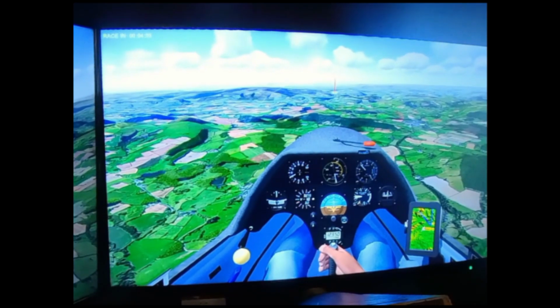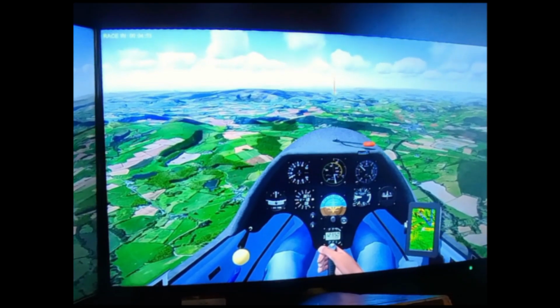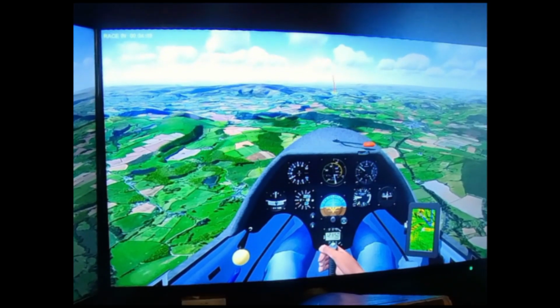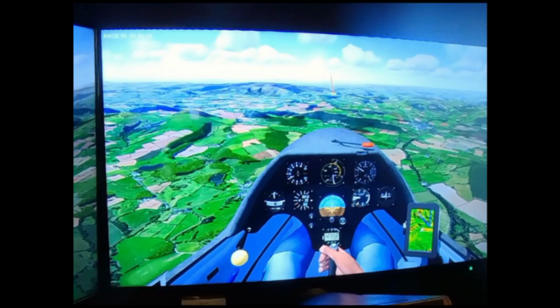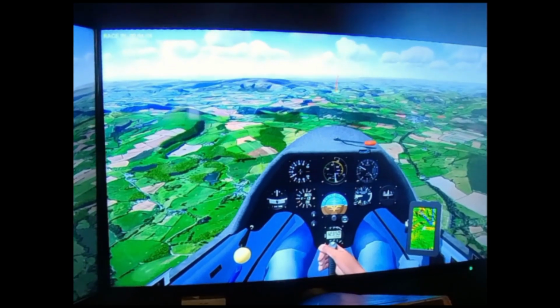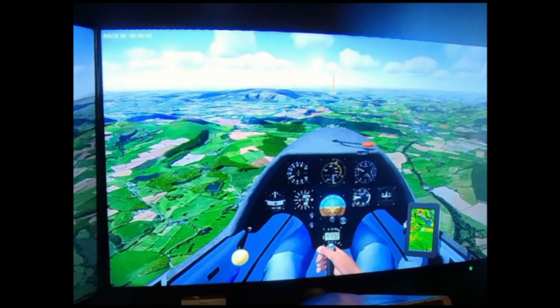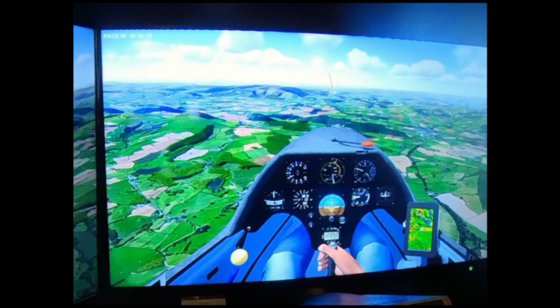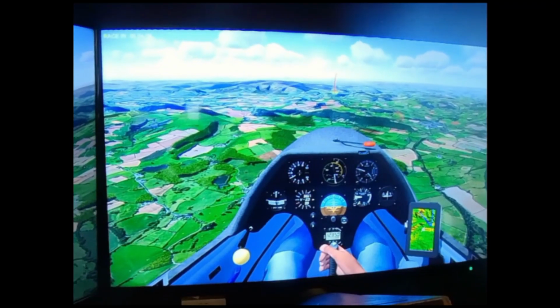Okay, so what we're going to have a look at now are the three basic stalls. Before we do this exercise for real, we'd run through our HASSLL checks and have a really good look out beneath us. We'll assume that we've done this. So first of all, I'm going to do the normal nose drop stall.